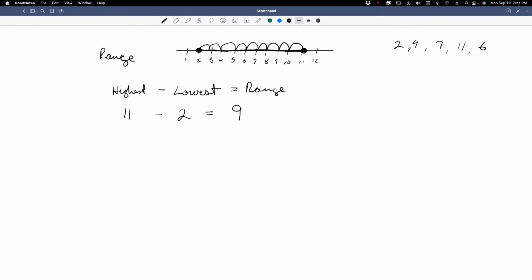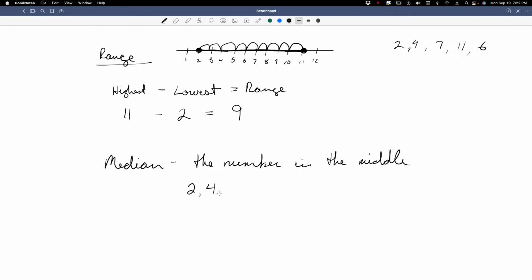Now let's talk about what the median is. The median is the number in the middle. That's all it is. So of the numbers that I gave you earlier, what we need to do is take these numbers and put them in numerical order. So I would take these numbers and I would list them. 2, 4, 6, 7, 11 are in numerical order. Now I just have to find the number in the middle.